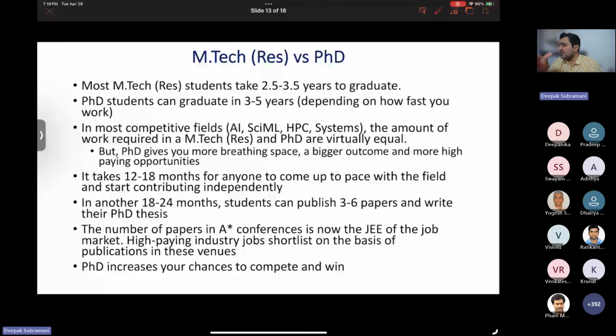There are also some questions about what is the difference between CDS, AI, CSA, all these questions. Believe it or not, the final degree that you get from a PhD will just say Doctor of Philosophy. That's it, in engineering. It will not say which department you graduated from. It will just say Doctor of Philosophy in engineering or Master of Technology (Research) in engineering. That's all it will say.